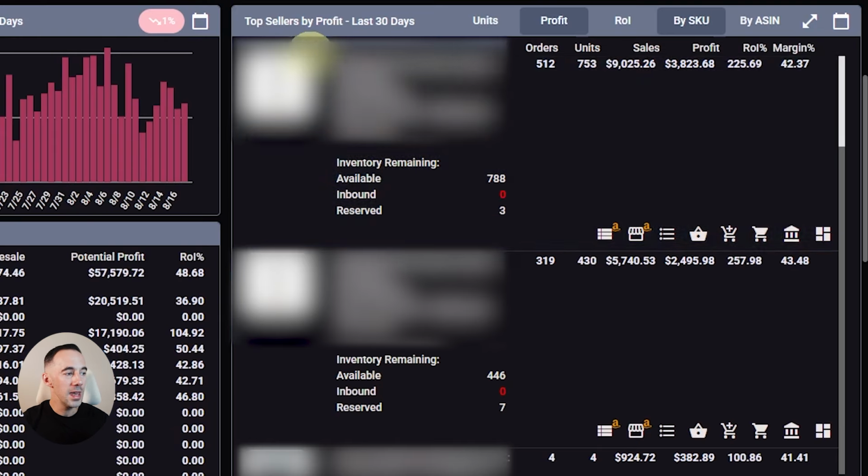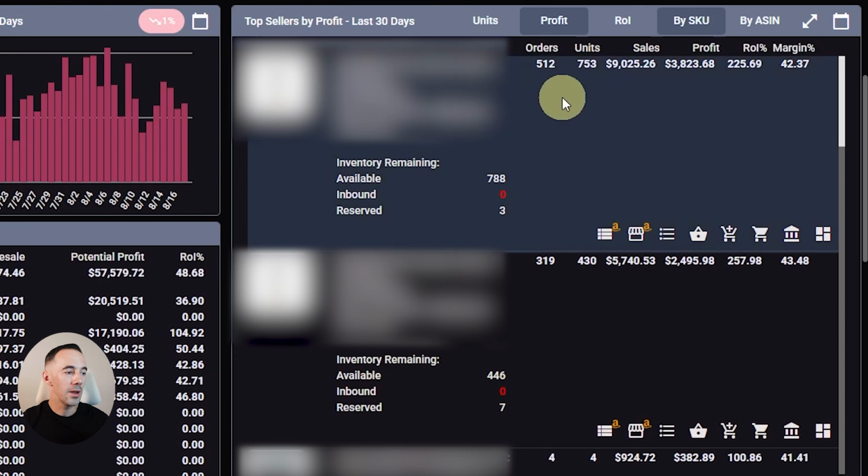Now, on top of that, over here, you've got your top sellers, and obviously I'm going to blur my top sellers, but it gives you a good idea of how many units you're selling, what's the profitability of them, the margin. Really, really useful. So you can just keep restocking them, making sure that you're getting them in.